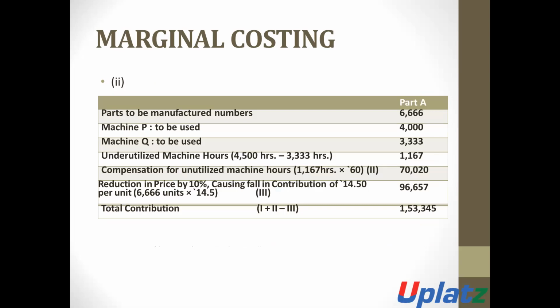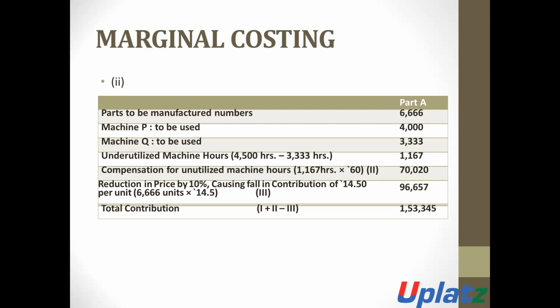Now we will discuss the number of parts to be manufactured. On the basis of the previous calculation, we have discussed that we will produce part A, and the part A to be manufactured is 6,666, and in this case machine P will be used 4,000 hours, and machine Q will be used 3,333.